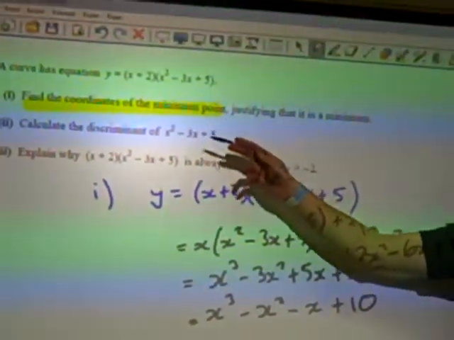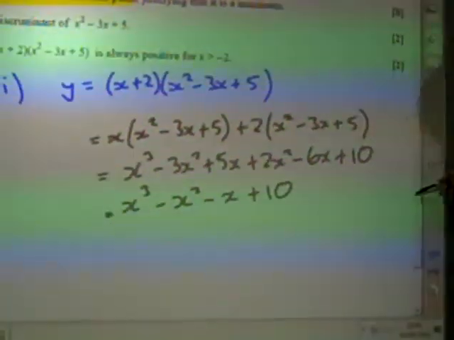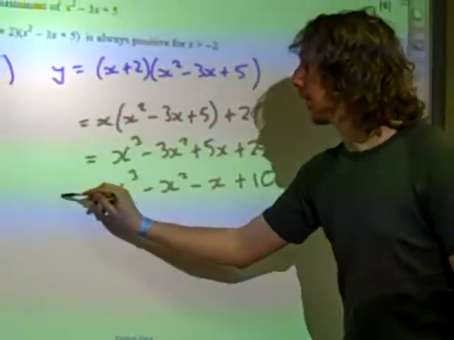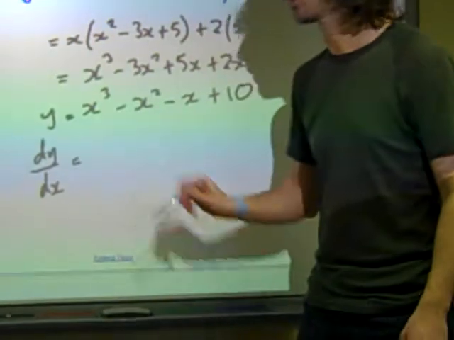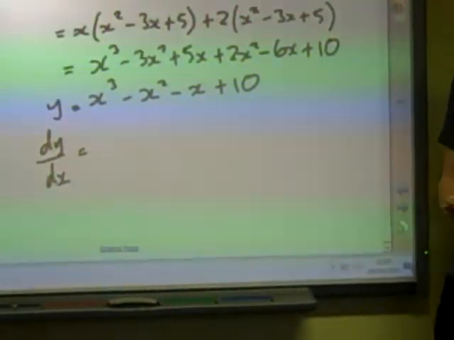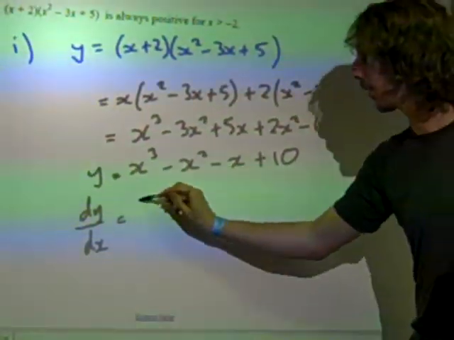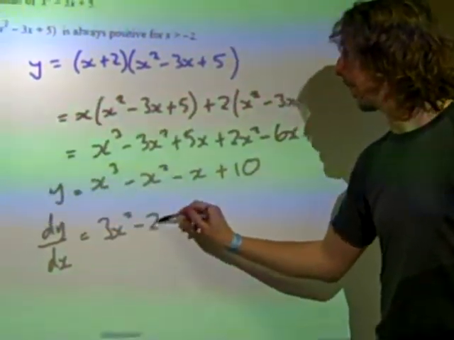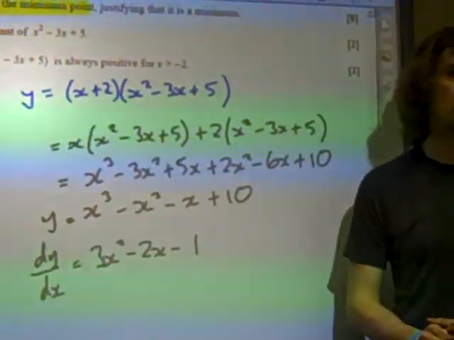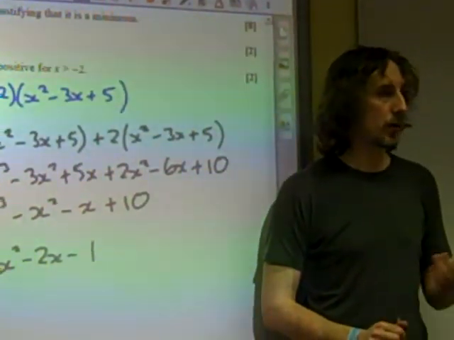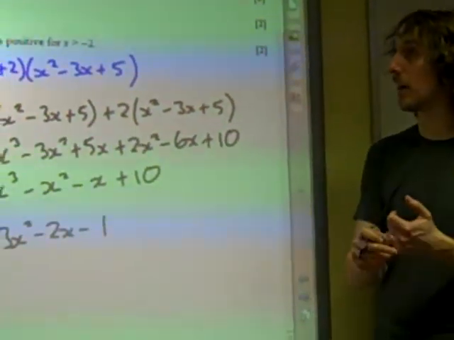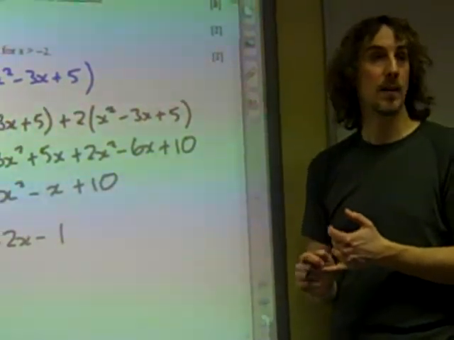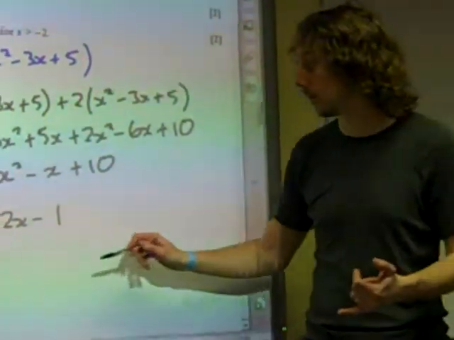Right, coordinates of the minimum point. Minimum points happen when dy by dx equals 0. So there is our pointer. That's why. Let's find dy by dx, by differentiating it: 3x squared minus 2x minus 1. We've just talked about this. Stationary points, minimum points, maximum points happen when dy by dx equals 0.